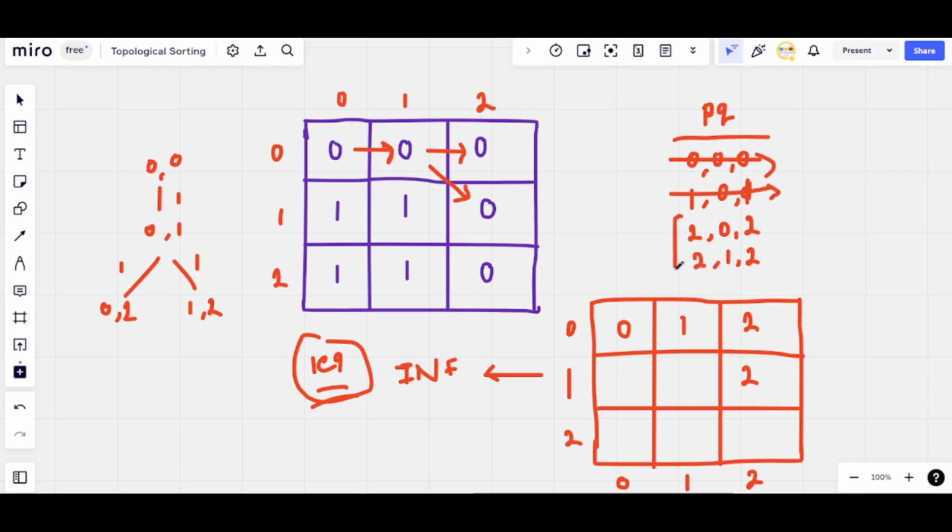Now out of these two cells, let's say I pull this cell, that is 0 2. Now this is out. Now from cell 0 2 I can move to cell 1 2, that's all. I can just move to cell 1 2, from 0 2 with the cost of 1 unit.